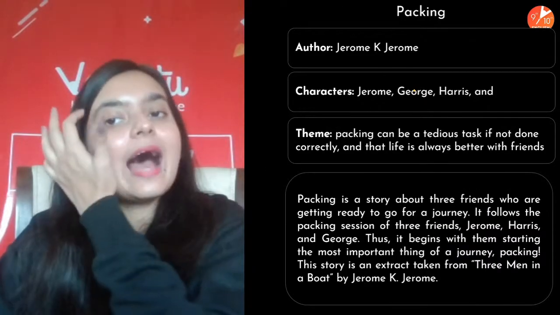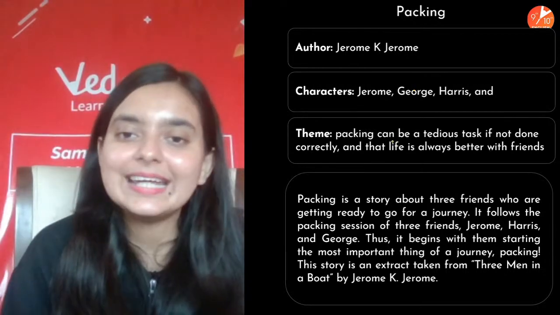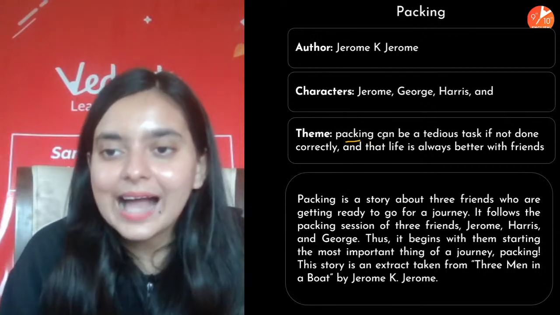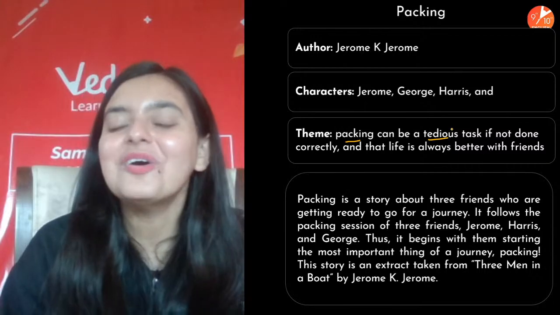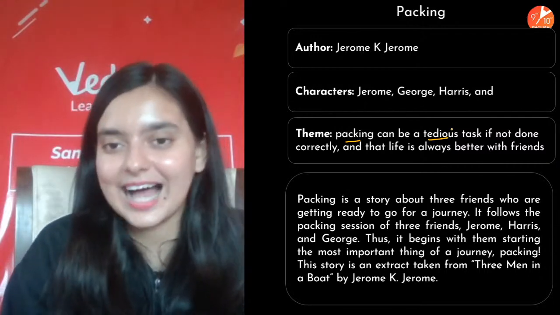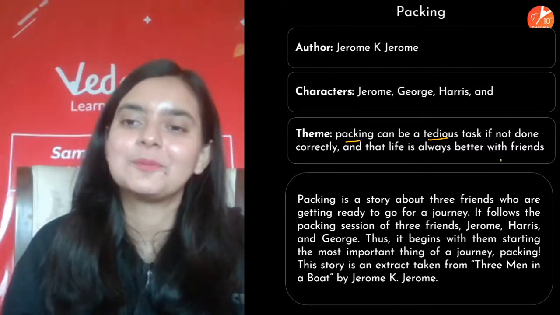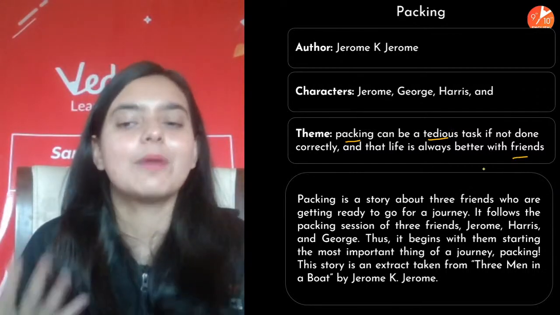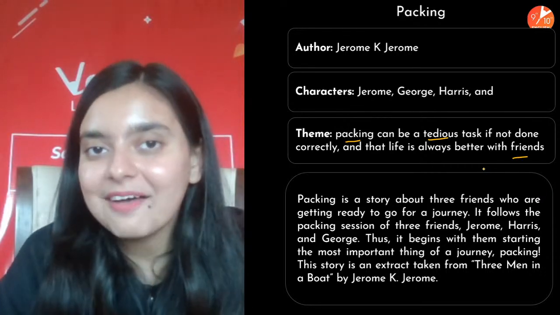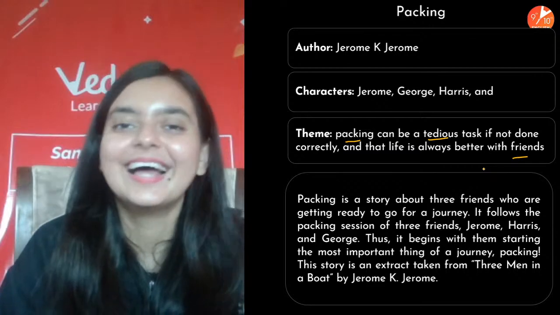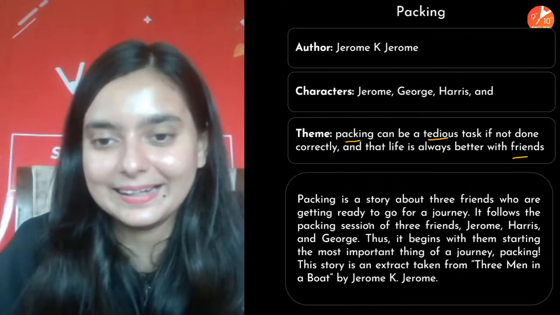Okay, next we have a humorous story, Packing by Jerome K. Jerome, which is based on the theme of packing, how it could be a tedious task, an everyday affair, but how it could be a tedious task if not done correctly. It talks about friends, friendship. It talks about Montmorency, the pet. I'm sure those of you who have a pet can relate to Montmorency's actions. I could relate so much because I do have a pet, right?